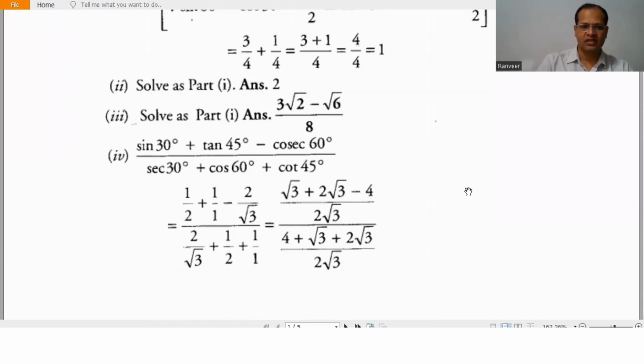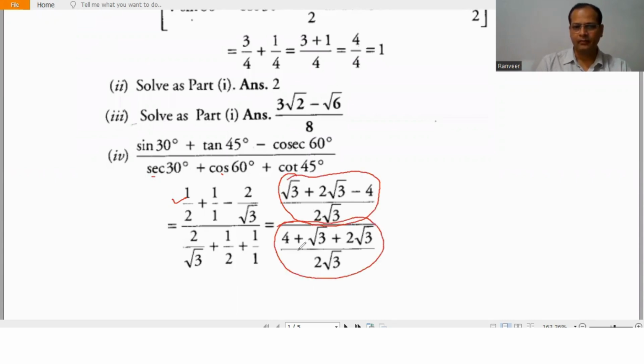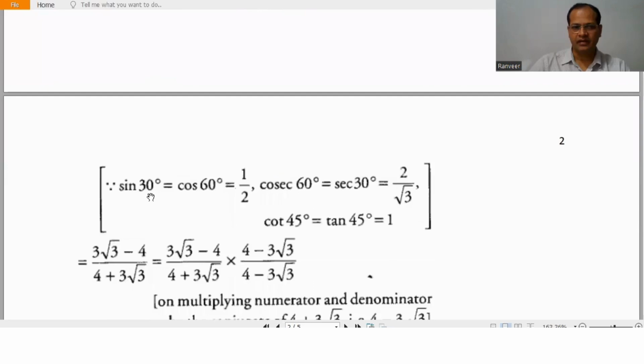Similarly, fourth question number, sin theta equal to sin 30 equal to 1 by 2, tan 45 is 1, cosec 60 is 2 by root 3, sec 30 is 2 by root 3, this is 1 by 2 and this is 1. So once this is the value, and just we put this value and we will solve.